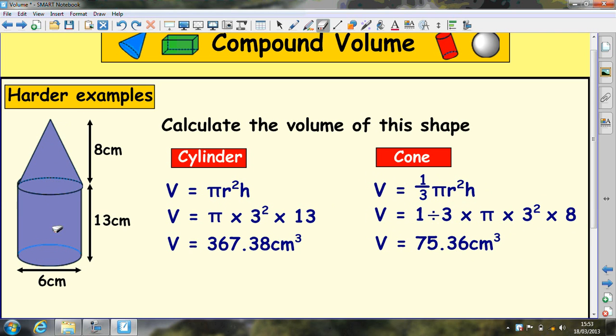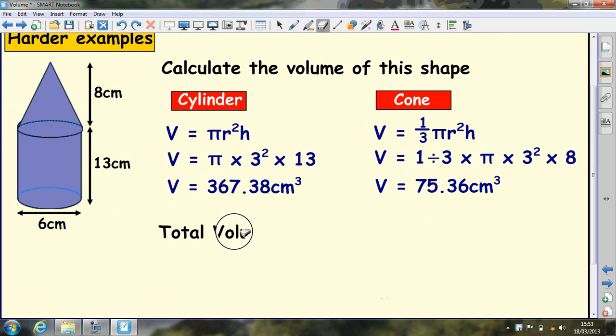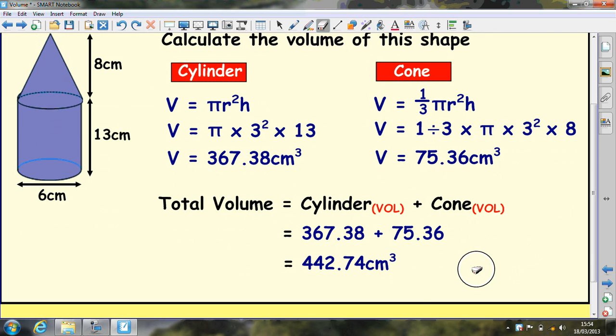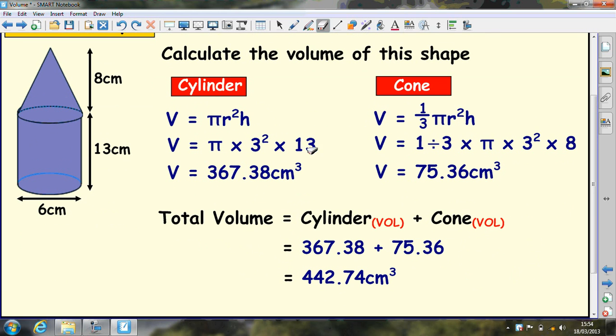Now, the overall volume is the volume of the cylinder plus the volume of the cone. There's two different volumes here, we have to add them together. So you take your two values, add them correctly in your calculator, and you get your answer of 442.74 centimetres cubed. And that's it.